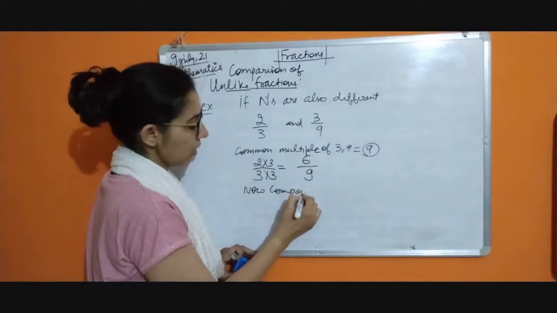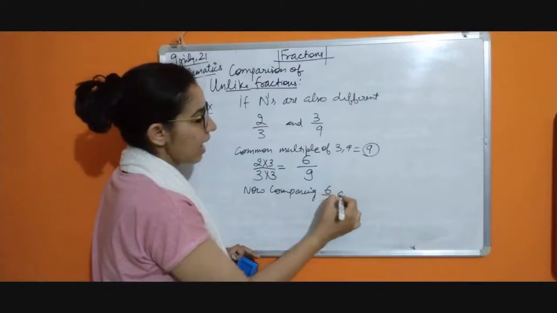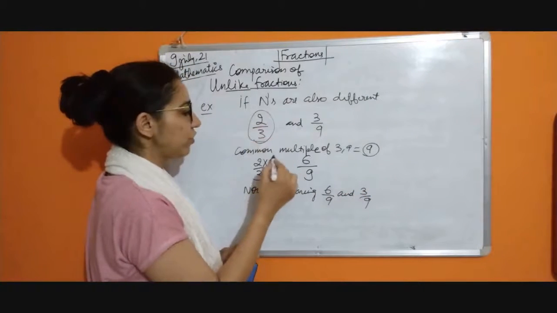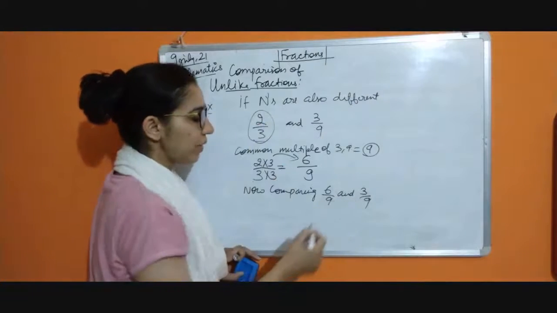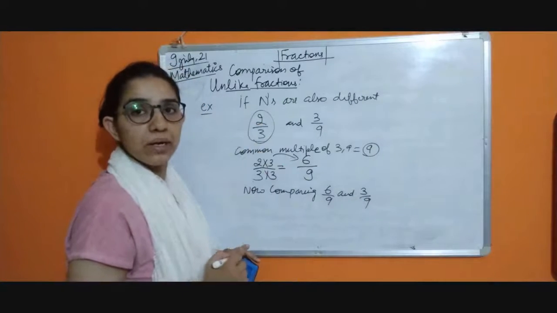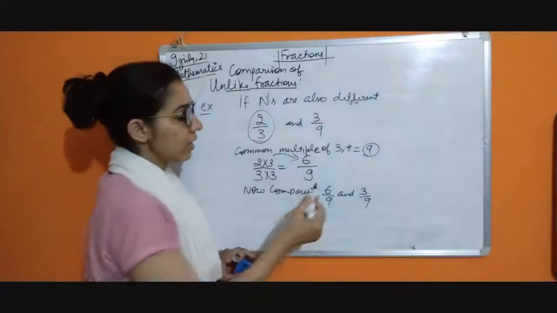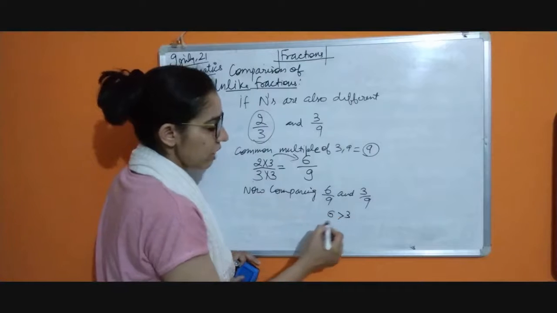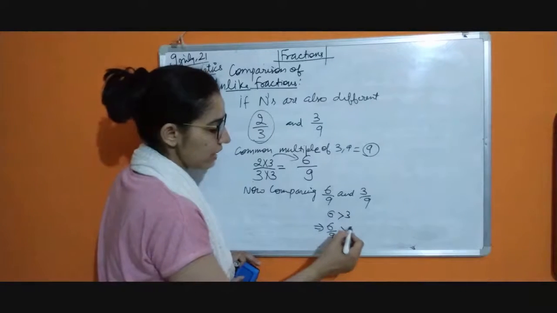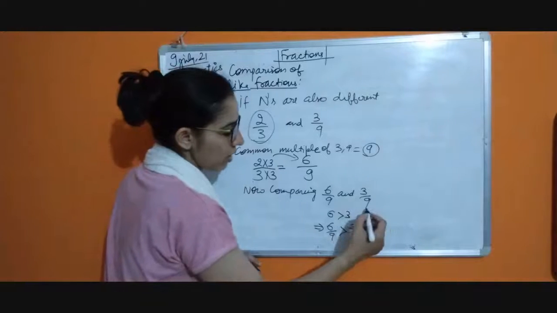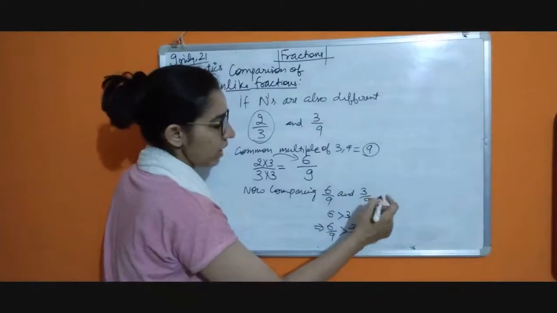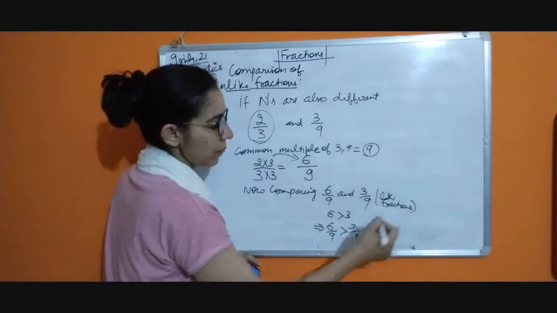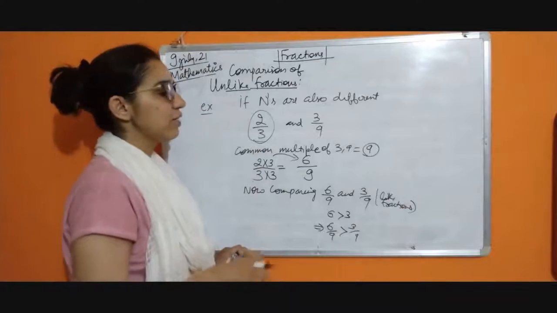Now comparing 6 by 9 and here 3 by 9. Okay, so we have got the equivalent fraction for 2 by 3, which is 6 by 9, and we are comparing this. By the rule of comparing like fractions, you know that if the numerator is bigger, the number is going to be bigger. So 6 is greater than 3, it means 6 by 9 is greater than 3 by 9, because they are like fractions. We are going to apply that rule only. Okay, this was one method.